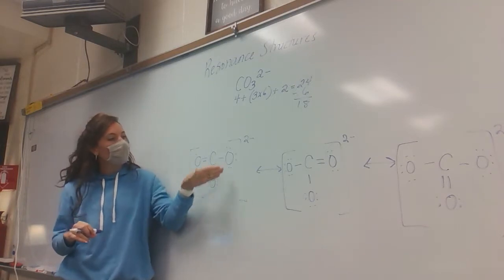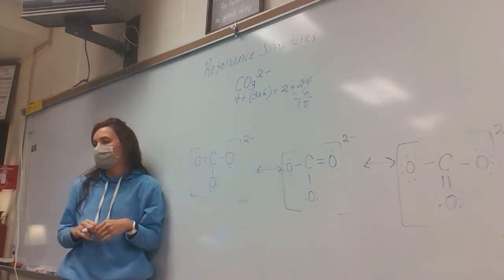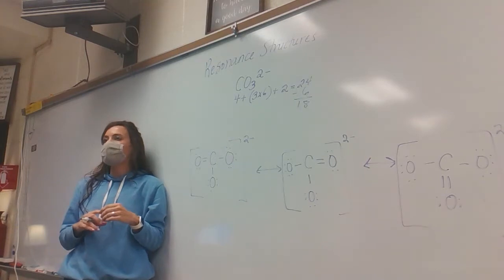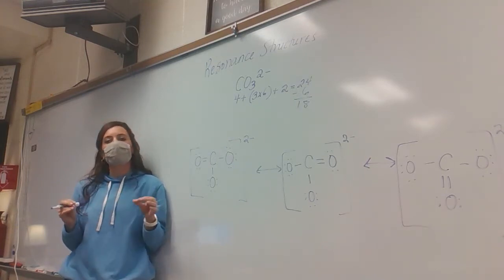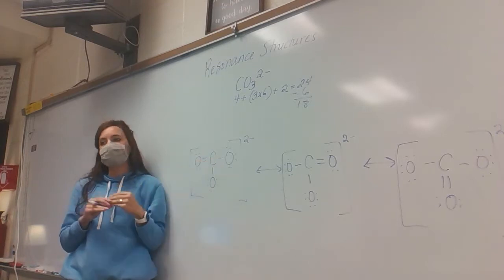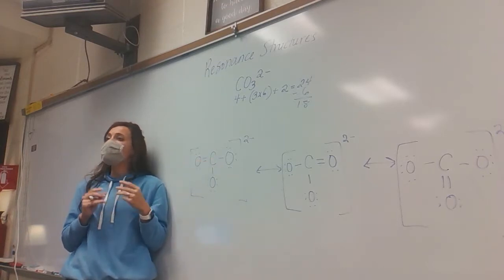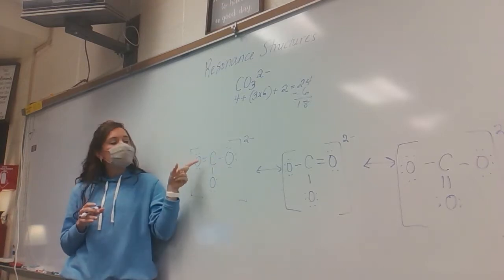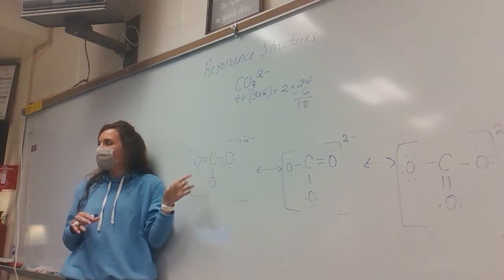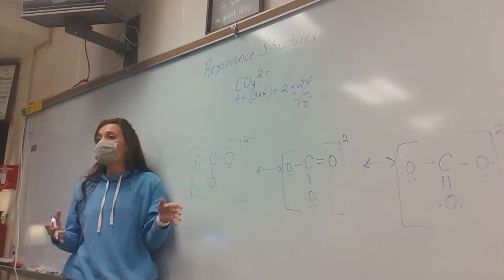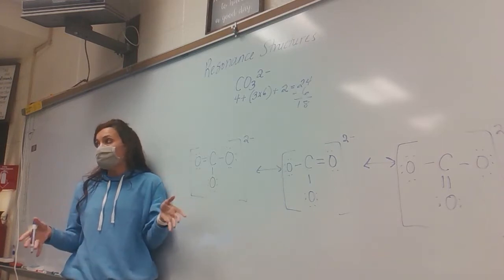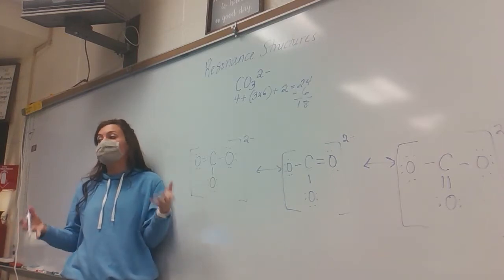These are the 3 resonance structures for carbonate. And the reason that we have to draw all 3 with the double arrow between them, showing that they are all 3 in existence, is because what really happens is these electrons are in constant motion. We've talked a lot about the fact that electrons are in constant motion. And not only are they in motion, but they're moving very fast, like at the speed of light, fast.